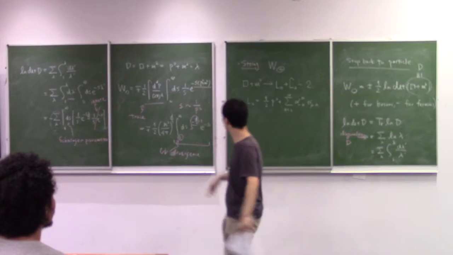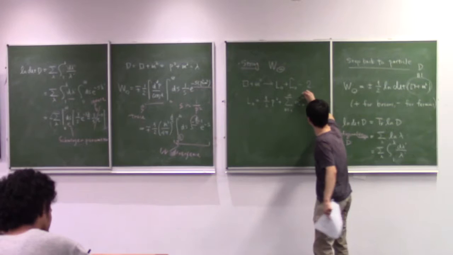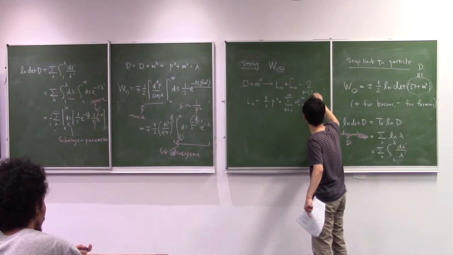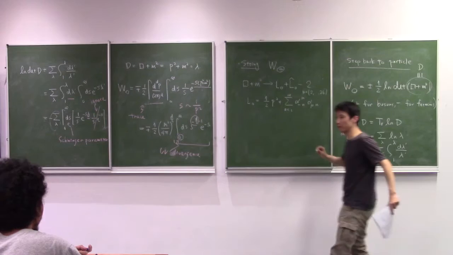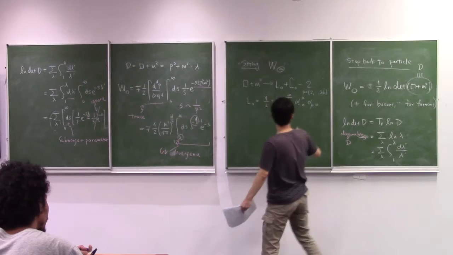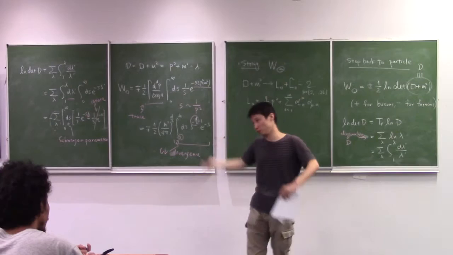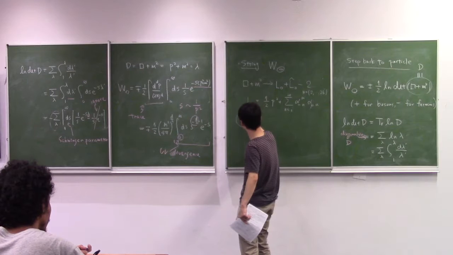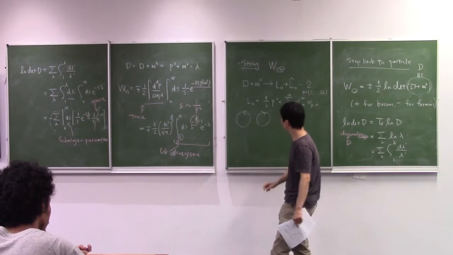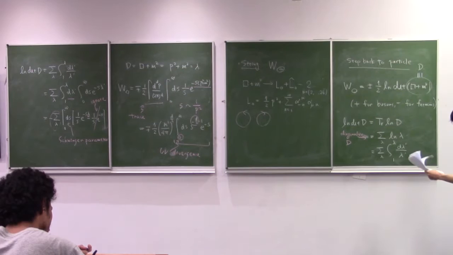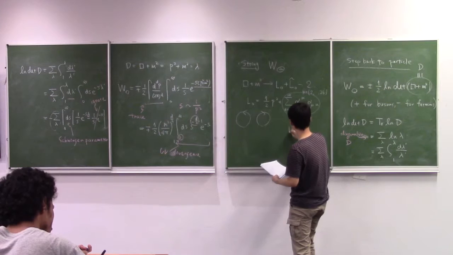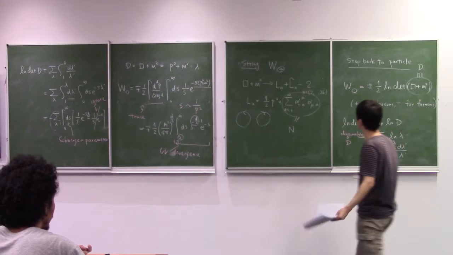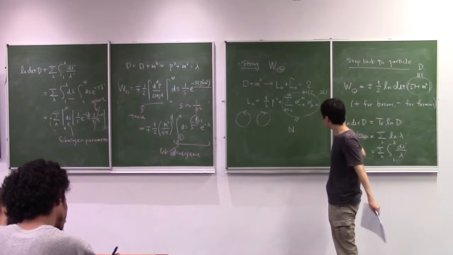Labeled by n, and mu is the transverse direction, so it's 0, 1, 2 to 26 for the bosonic string. And L tilde, let's say this is the left mover, and then there's a right mover. Because now this is a closed string, you have two directions, going this way or going this way. So that corresponds to this L0 and L0 tilde. And this is often written as N because it counts the number of excitations. And so L is the excitation of the string.